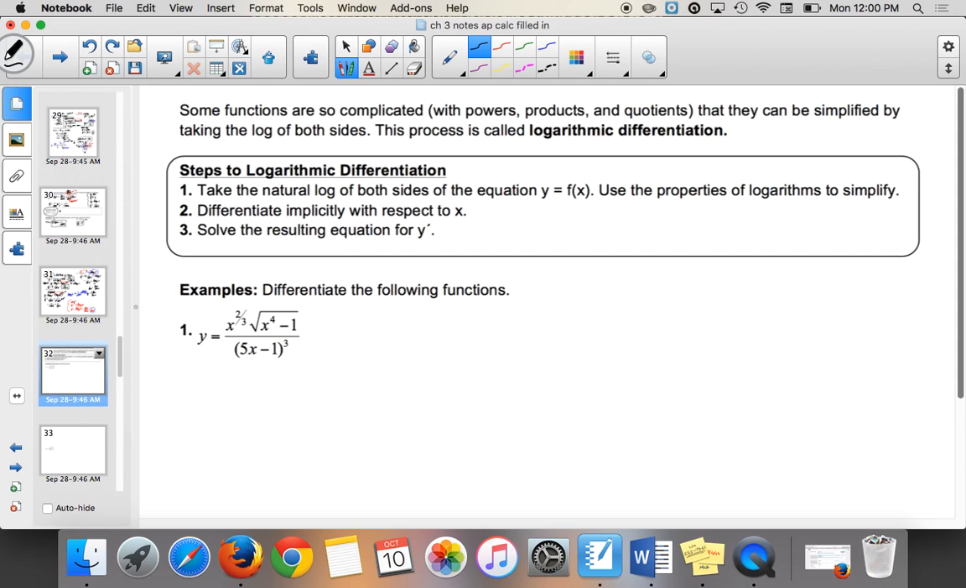So there has to be an easier way, right? So the easier way is with something called logarithmic differentiation. If you see that you have a whole bunch of powers, a whole bunch of products, quotients, and so on, if you take the natural log of both sides, it will make your problem much easier.